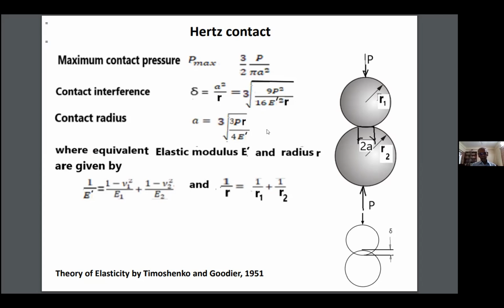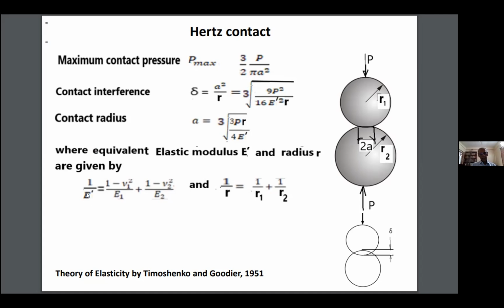And area of contact, or radius of contact, a. Here, 2a is the diameter. The contact radius a is the cube root of 3PR by 4E dash. Now here, let us look at it very carefully.